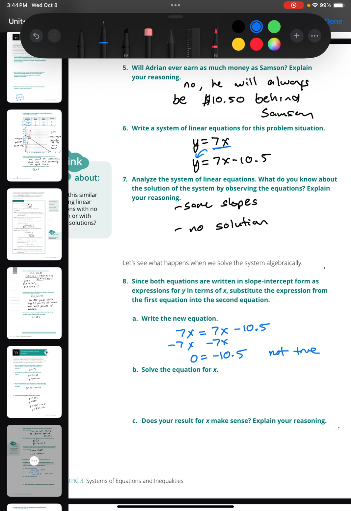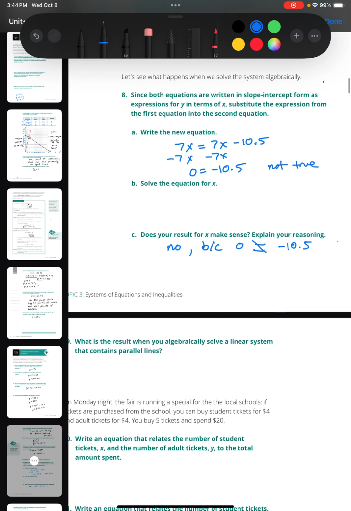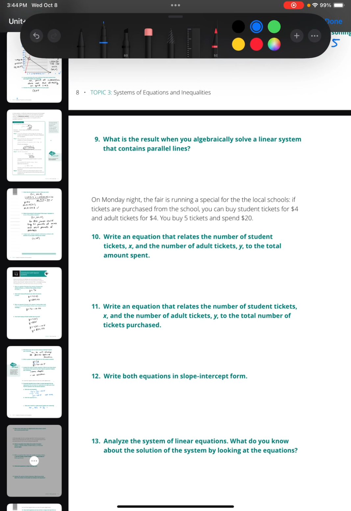So x has disappeared from the equation, and we end up with a mathematically untrue statement of 0 equals negative 10.5. So does our result for x make sense? No, because 0 does not equal negative 10.5. So knowing that now, as we move on to the next page, number 9, what is the result when we algebraically solve a linear system that contains parallel lines? The result, mathematically, is a false statement.